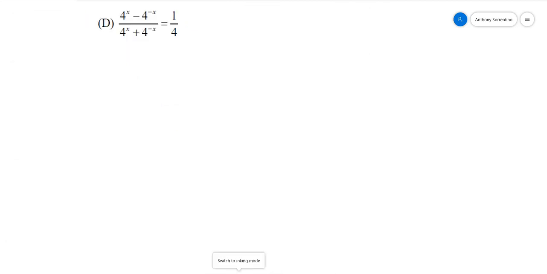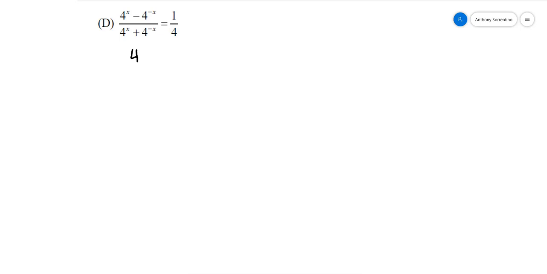With this one, I have (4 to the x minus 4 to the negative x) over (4 to the x plus 4 to the negative x) equaling 1/4. There's a lot of exponentials going on here. They're all base 4, which is nice, which means eventually I should be able to get this down to something where I could apply the logarithm properly and get an answer. But, especially if I rewrite it like this, which is essentially the same thing.